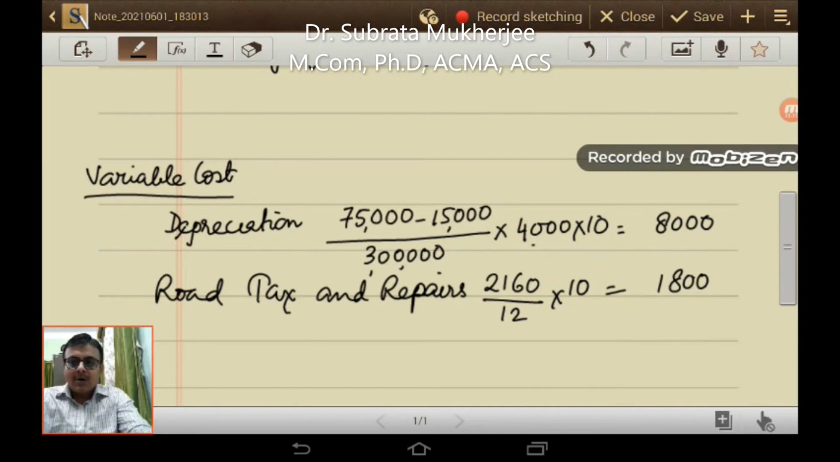So what is the cost per taxi per month? This is 2160 divided by 12. Since there are 10 taxis, I have multiplied this component by 10 and the amount is 1800. So this is the cost of 10 taxis per month. This item I have kept under variable cost.